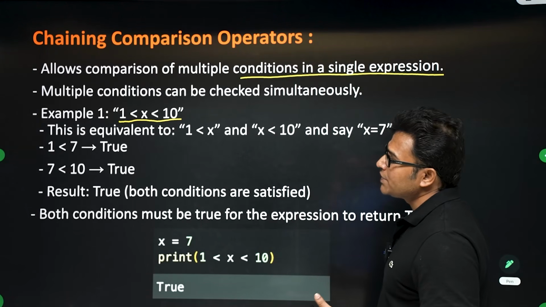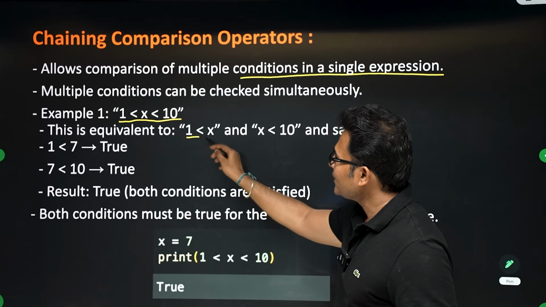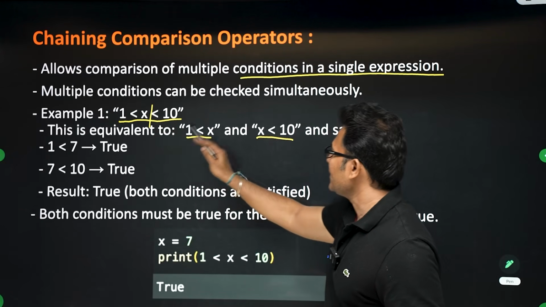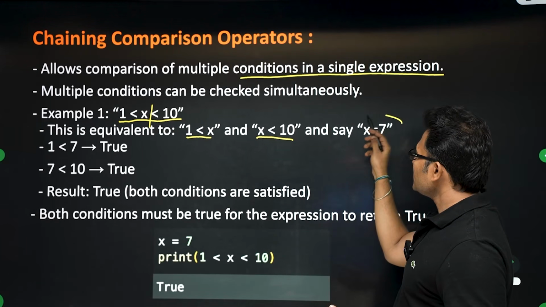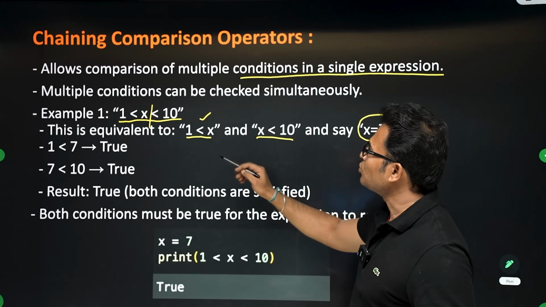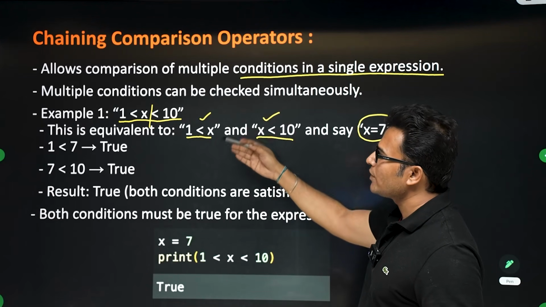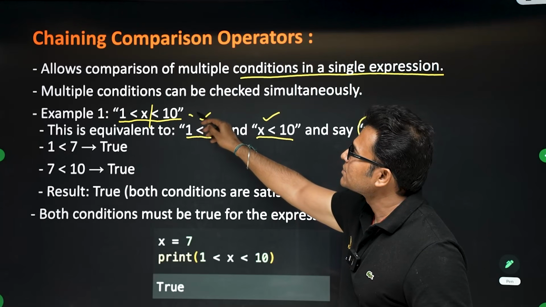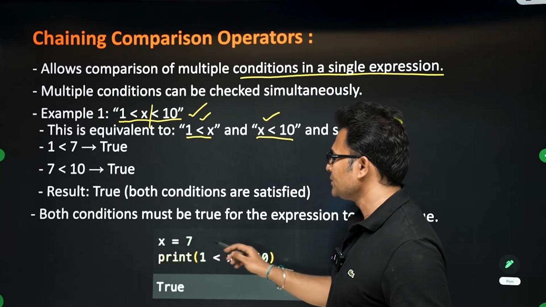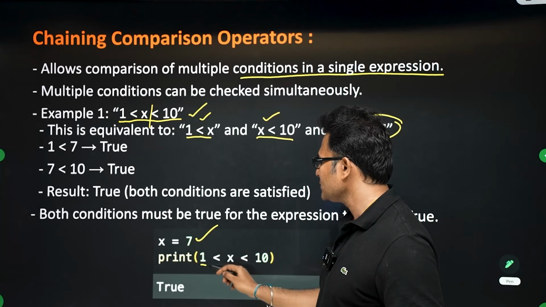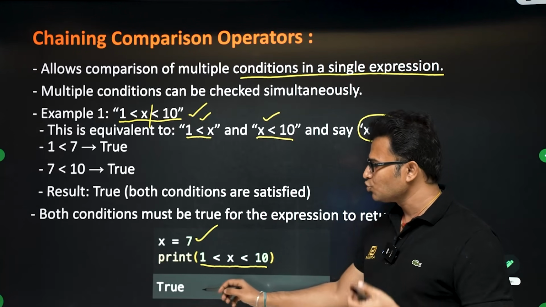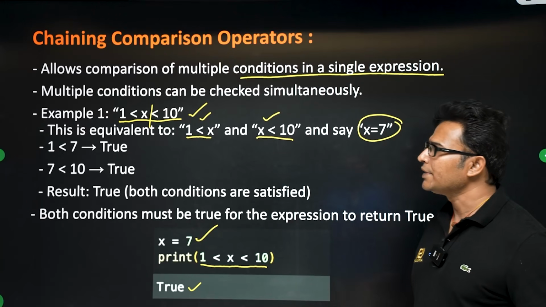This is equivalent to checking two conditions: 1 is less than x, and x is less than 10. Now if you assume x equal to 7, 1 is less than 7 is true, 7 is less than 10 is true, both of them are true, therefore the result of this chain is true, right? So if you write x equal to 7, print 1 is less than x is less than 10. Yes, 7 is between 1 and 10, therefore True will be printed. This is called chaining.